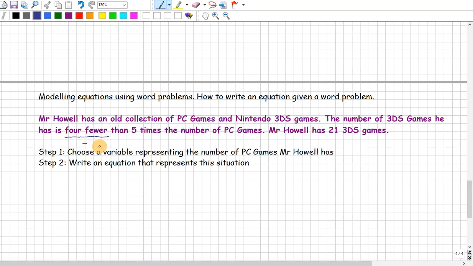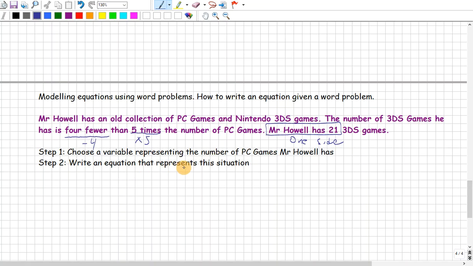4 fewer. Now, this is how we come up with equations. 4 fewer means I'm going to subtract 4 from the value. 5 times, of course, you might have guessed, we're going to multiply by 5. Whatever our variable is, 5 times the number of PC games Mr. Howell has. So this will tell us one side of the equation: 21 3DS games. So that's one side. We already have a value for one side.